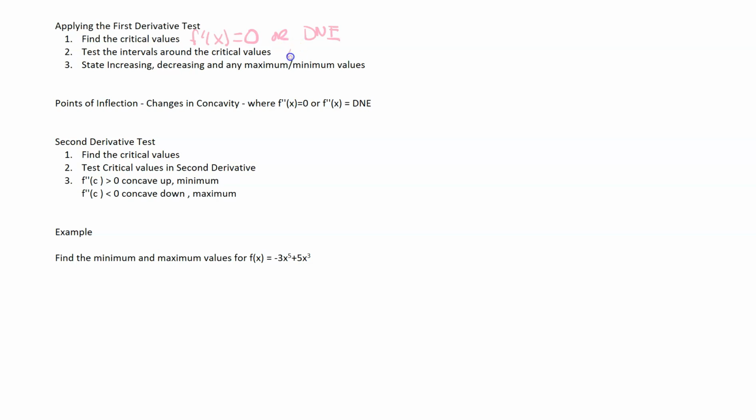It's going to be similar to what we saw in that last example, where you're going to draw a number line, look at values based off f prime of x, and figure out what's going on. And then you can state your increasing, decreasing, or any maximum or minimum values. And so the first derivative test is really nice. It helps you find the increasing, the decreasing, and then looking at those patterns state where you have maximum values.